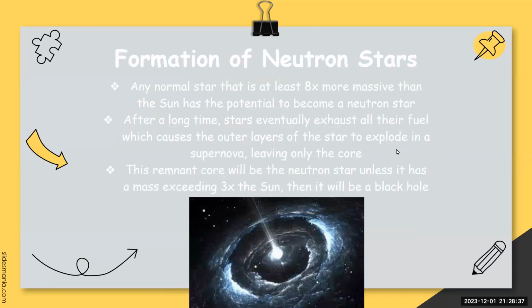They're basically formed when any normal star that is at least 8 times the mass of our sun exhausts all its fuel, which then causes the outer layers of the star to explode in a supernova, which would only leave the core, and that remnant core would be the neutron star, unless it had a mass exceeding 3 times that of the sun, in which case it would collapse into a black hole.